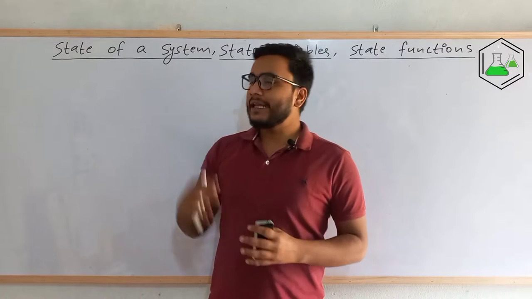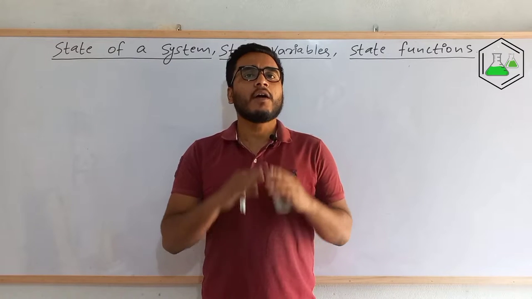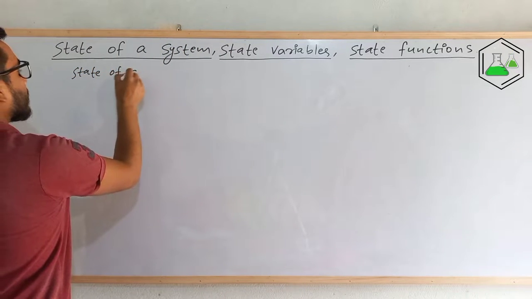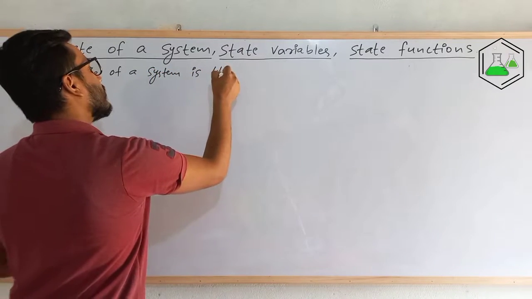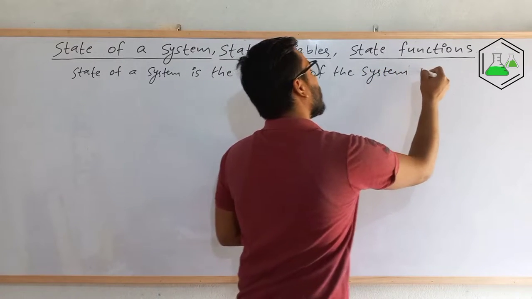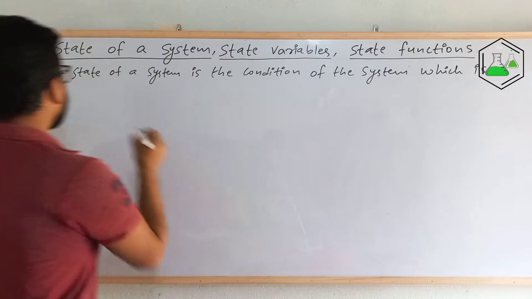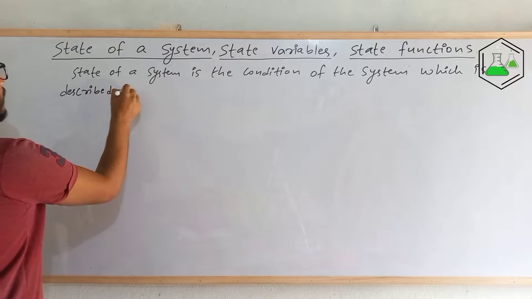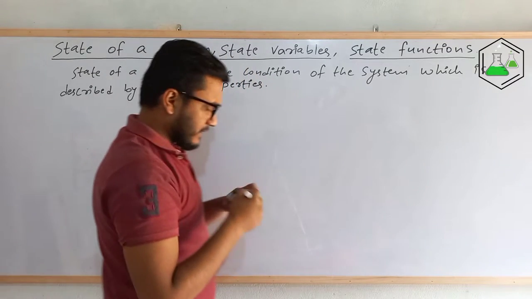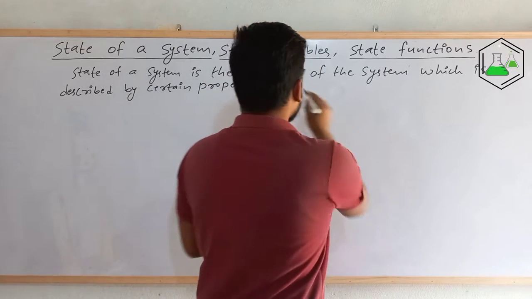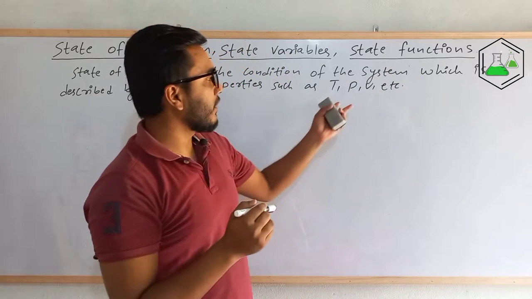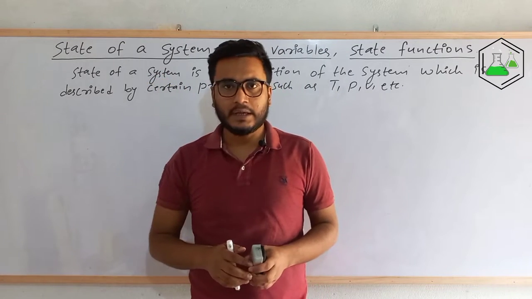First of all, let's understand what state of a system actually means. State of a system is the condition of a system which is described by certain properties. Let me write that. State of a system is the condition of the system which is described by certain properties. So, state of a system is the condition of the system which is described by certain properties such as temperature, pressure, volume, etc. So, these are some of the properties that have to be provided in order to tell the state of a system. Let me tell an example.